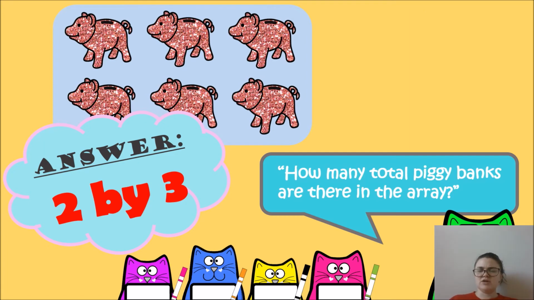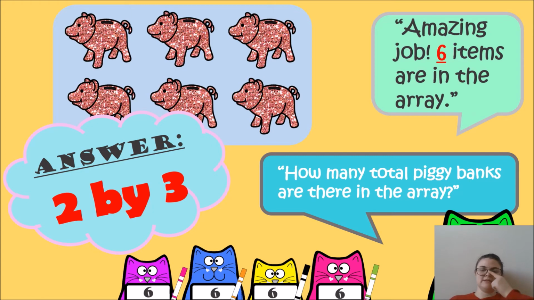How many total piggy banks are there in the array if we have 2 by 3? That's beginning multiplication. So the answer is 2, 4, 6. Good, all our cats got it right. Amazing job. 6 items are in this array.